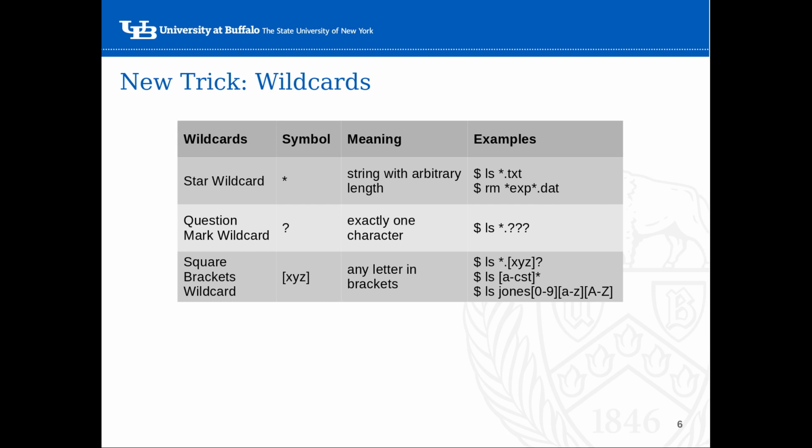Same thing here. There's another way to express the range of characters you want to put there. If you use A dash C, it means A to C, including A, B, C. Also in this case, ls Jones with 0 to 9, a to z, uppercase A to Z, it simply means the file name should start with Jones, and after that you have a number, a lowercase character, and an uppercase character. So these are tricks. You can select multiple files and filter different files by this trick.